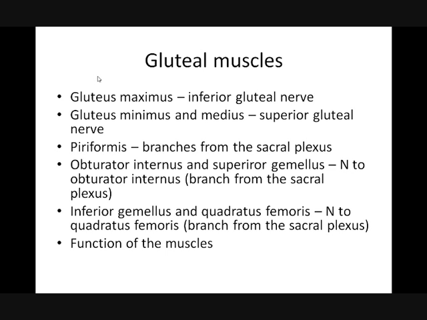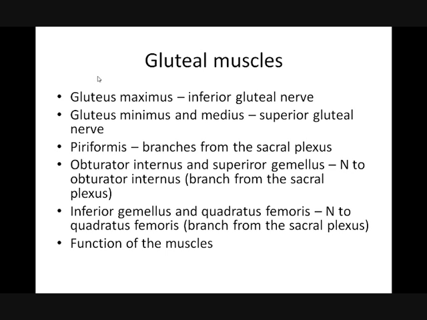Now that we've considered the gluteal muscles, we should cover their nerve supply. The gluteus maximus is supplied by the inferior gluteal nerve. The gluteus minimus and medius are supplied by the superior gluteal nerve. The piriformis is supplied by branches from the sacral plexus, and the obturator internus and superior gemellus are supplied by the nerve to obturator internus, which is a branch from the sacral plexus. The inferior gemellus and quadratus femoris are supplied by the nerve to quadratus femoris, which is a branch from the sacral plexus. Don't be too alarmed by all these nerves, we will cover them in a subsequent section.